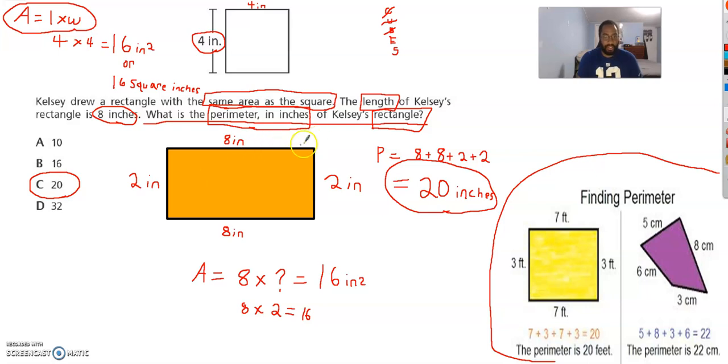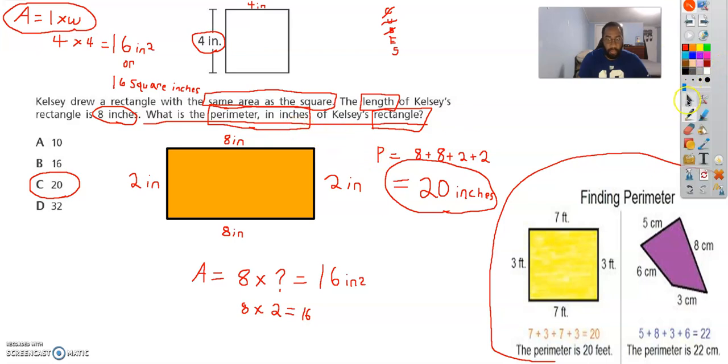All right. So you see, boys and girls, how we can find area and perimeter. We can find perimeter by adding all the sides. We can find area by using the formula length times width. I hope you're writing this down in your notebooks. All right.